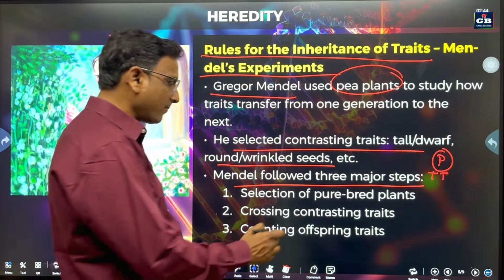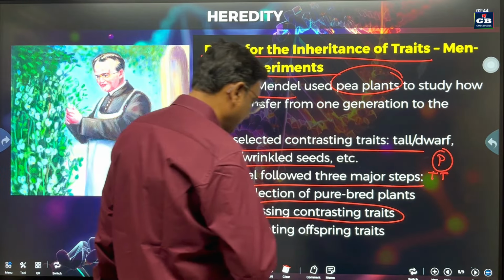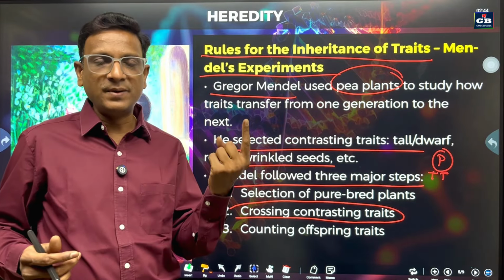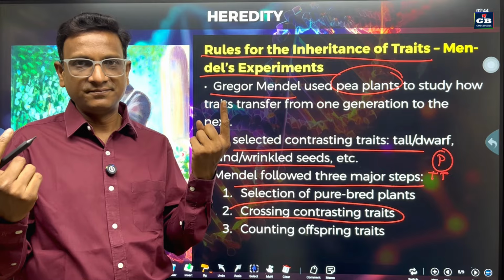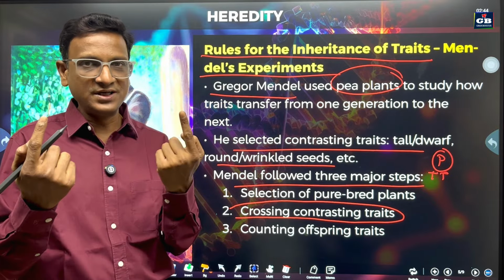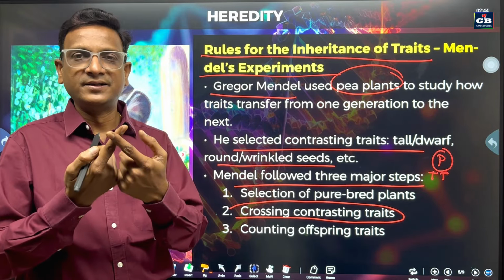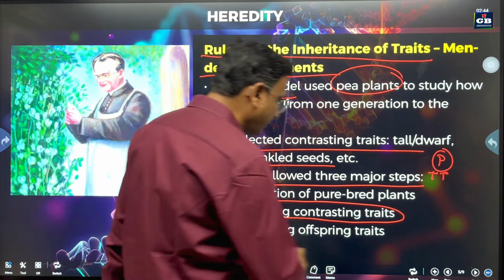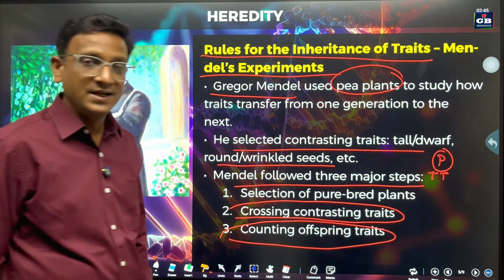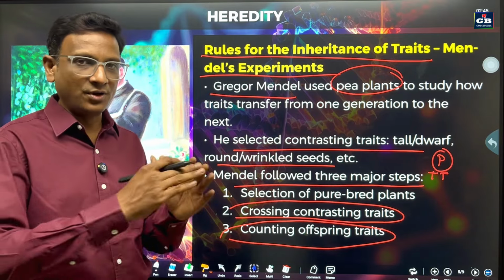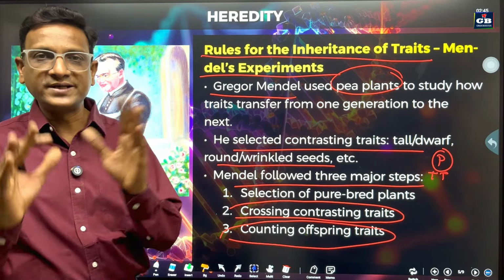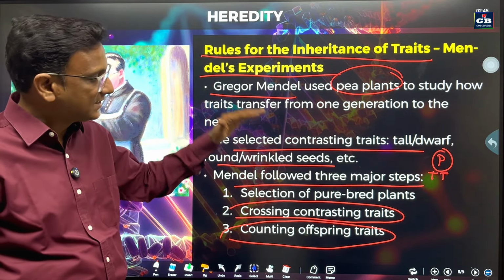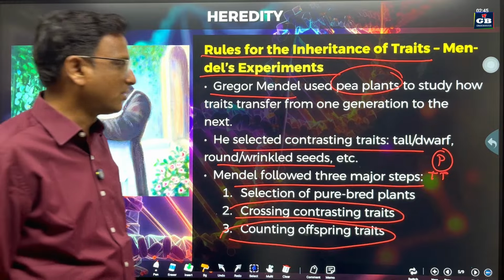Next, crossing the contrasting traits. For example, he has taken a pure breed tall plant and a pure breed short plant. These are contrasting, opposite. Now he crossbreeds, then he studies what the results are. Third, counting the offspring's traits. Counting how many plants have come tall, how many plants have come short, and what is the reason. So in this way, by following these three steps, he conducted experiments on pea plants.